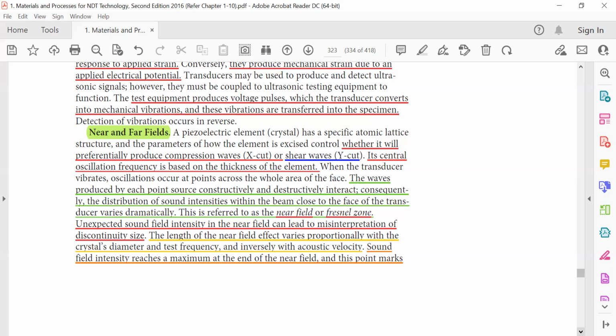The waves produced by each point source constructively or destructively interact. Consequently, the distribution of sound intensities within the beam close to the face of the transducer varies dramatically. This is referred to as the near field or Fresnel zone. Unexpected sound field intensity in the near field can lead to misinterpretation of discontinuity size. The length of the near field effect varies proportionally with the crystal's diameter and test frequency, and inversely with the acoustic velocity.